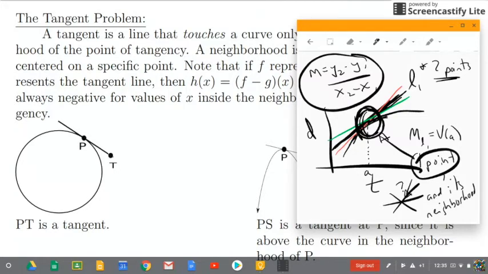And now this is what I'm going to show you. We're going to take a quick look at an example here with a parabola, and I'm going to walk you through how we're going to use this neighborhood to figure out what the slope of that tangent line should be.